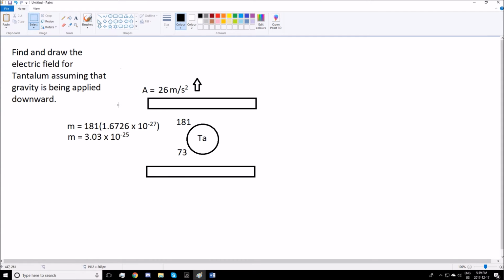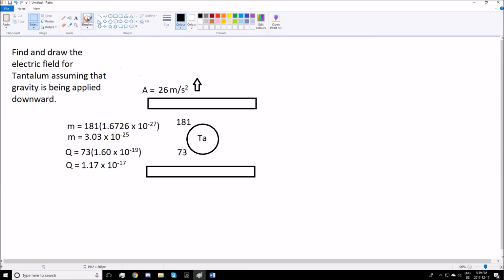Okay, so once you have the mass, then what you need to do is you need to solve for the charge. So you'd use this number, and you'd multiply it with the constant for the charge of a proton, something like this, and solve it out, which will give you something along these lines.